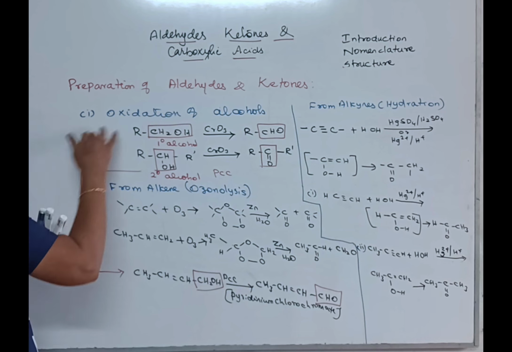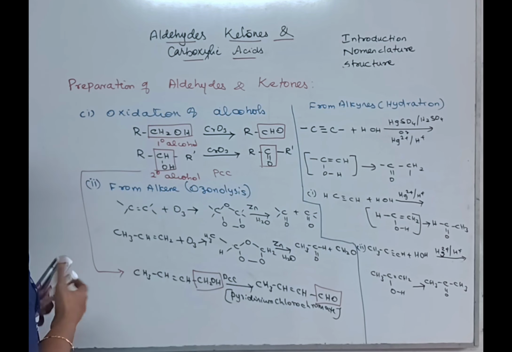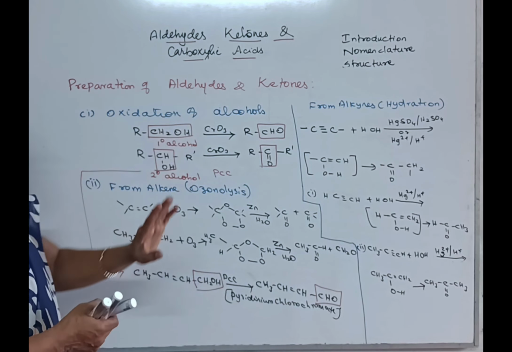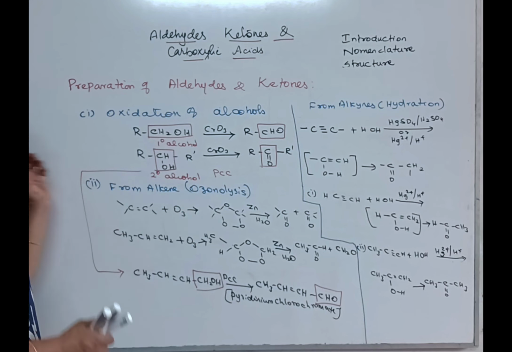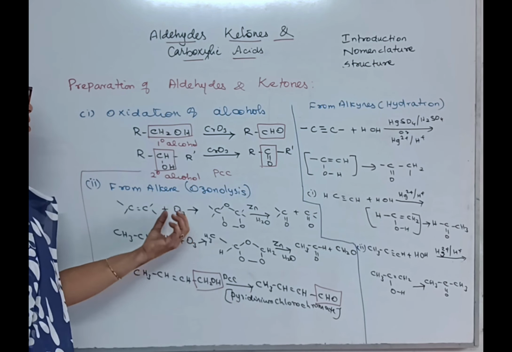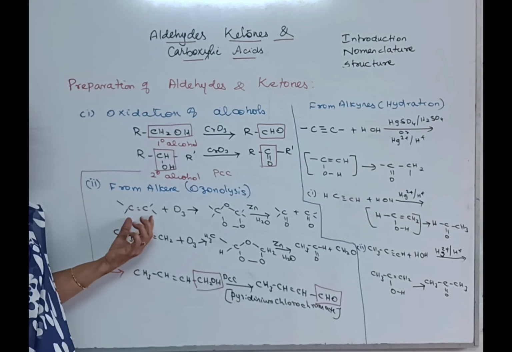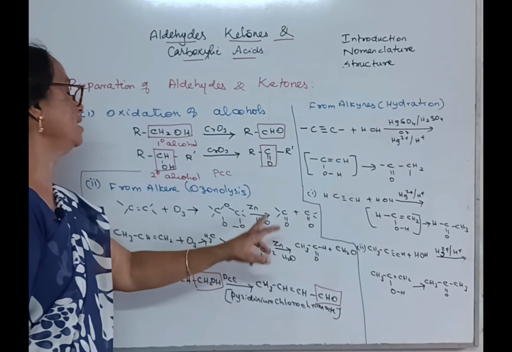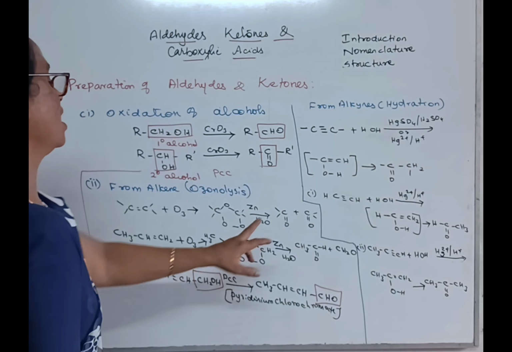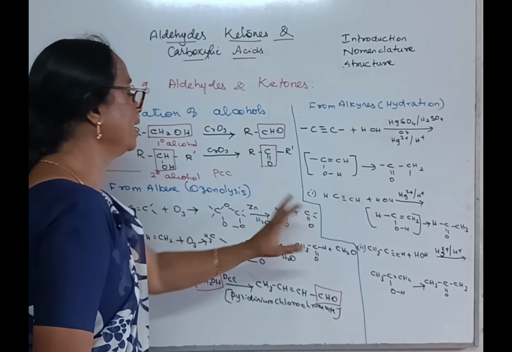After the oxidation of alcohol, we can prepare both aldehydes and ketones from the ozonolysis of alkenes. In this, the ozone makes an ozonide structure with the doubly bonded carbon, followed by its hydrolysis with zinc metal and water. We get the carbonyl compound.